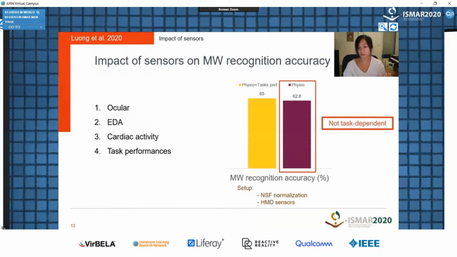However, it is very encouraging because physiological data are not as task dependent. So maybe it could be possible to use the mental workload recognition model we trained here in other contexts where you would have different tasks, for example.